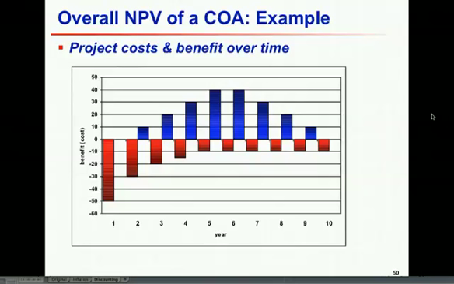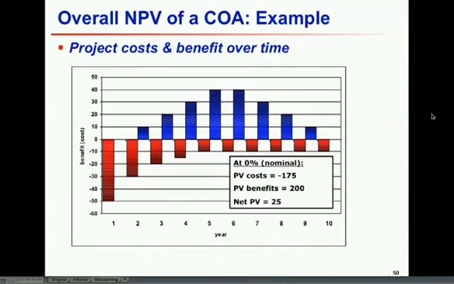Well, it depends. Let's suppose we calculated at 0%, so we didn't discount at all. We just added them up. The present value of the costs would be negative 175. The present value of the benefits would be 200, and the net present value would therefore be 25.